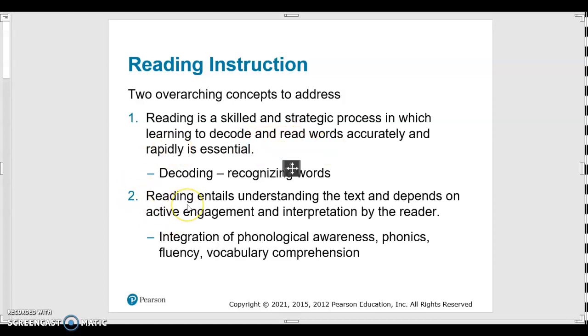And then the second part is, what do you think? Comprehension, right? Reading entails understanding the text and depends on active engagement and interpretation by the reader. So if you're just sitting there memorizing words and reading along as fast as you can, but not getting anything out of it, are you really reading? So this includes phonological awareness, phonics, fluency, and vocabulary and comprehension.